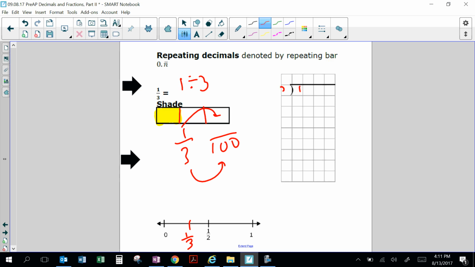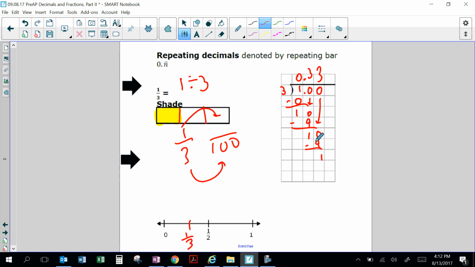1 divided by 3. Can 3 go in 1? Nope, 0 times. Annex a decimal 0. Can 3 go in 10? 3 times. 10 minus 9 is 1. Annex another 0. I know we can get rid of this remainder. Can 3 go in 10? 3 times. 10 minus 9 is 1.